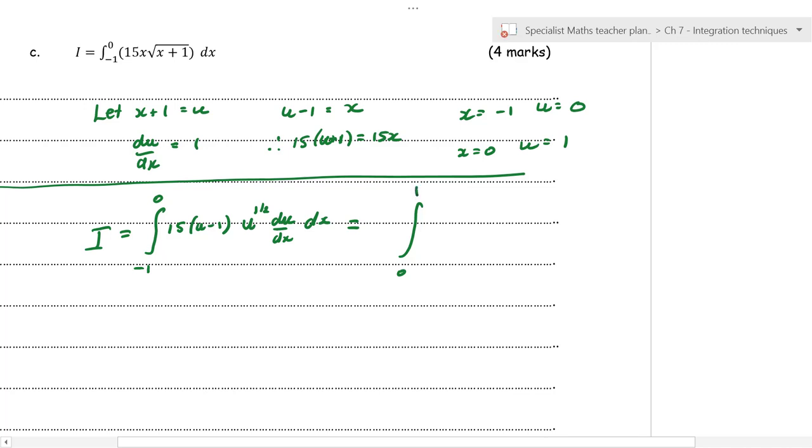And then what we're going to do is we're going to expand those brackets out. 15u times u to the power of a half is 15u to the power of 3 over 2. Okay, so we're going to do that. 15u to the power of 3 over 2, and then that's minus 15u to the power of a half.